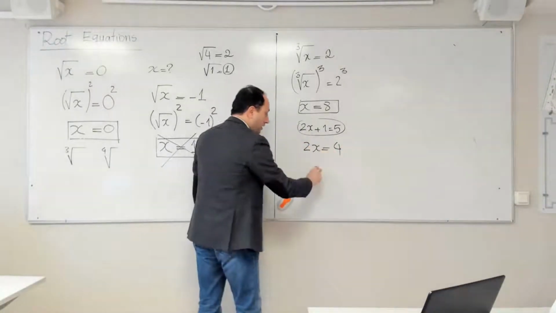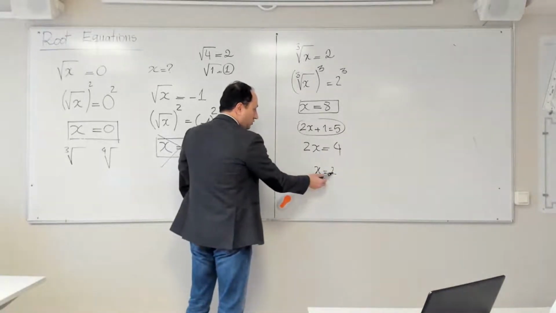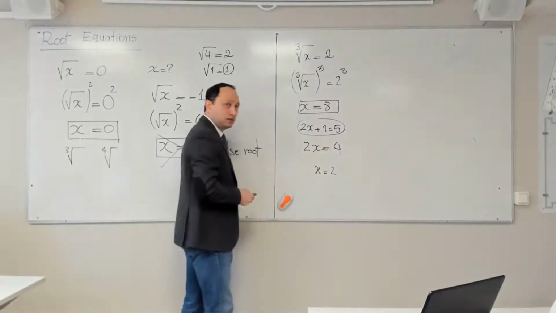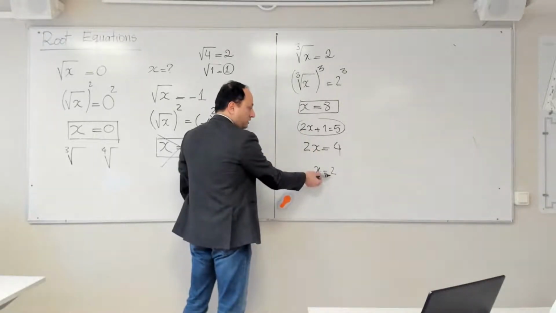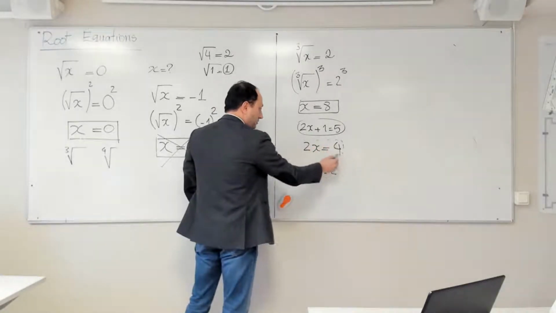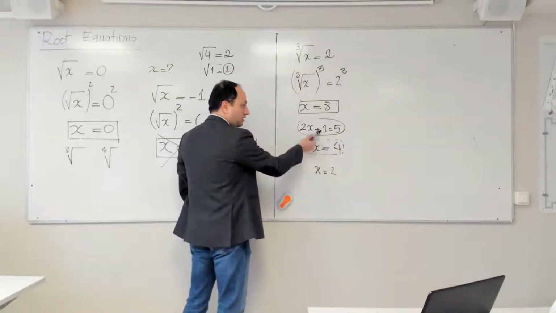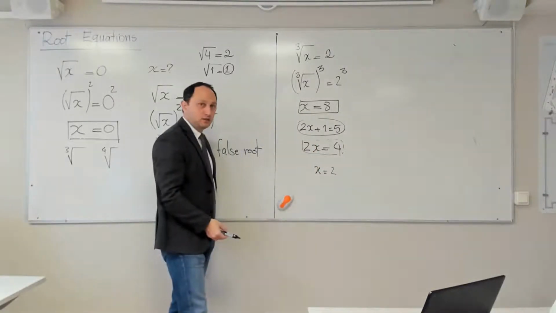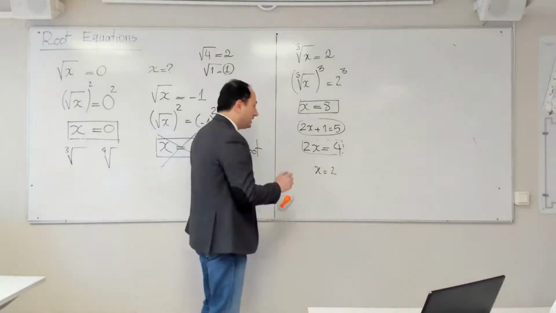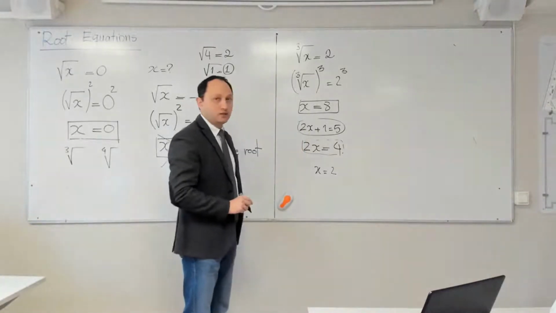So you divide by 2, you get 2. If I ask you whether x equals 2 is the solution to this one or to that one, you would say that it is a solution to both. But can you see the difference between these two equations? Of course, yes. This equation is not identical to that equation. But it is mathematically equivalent to that equation.